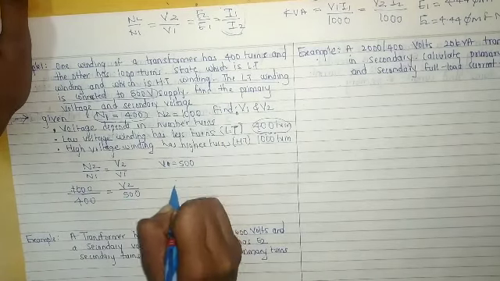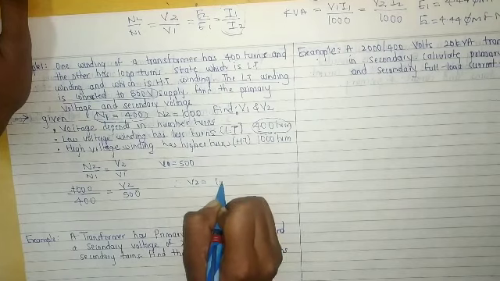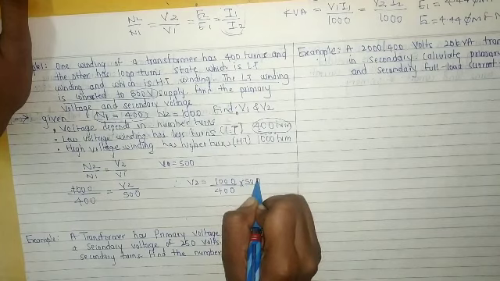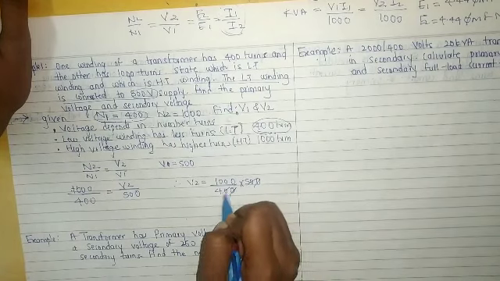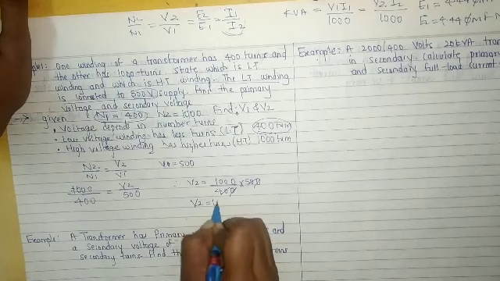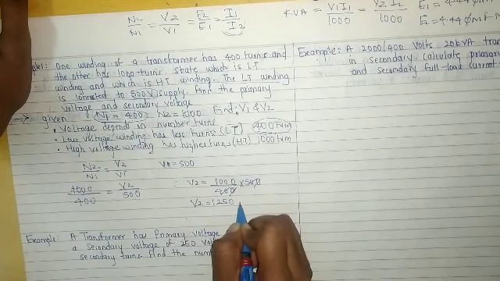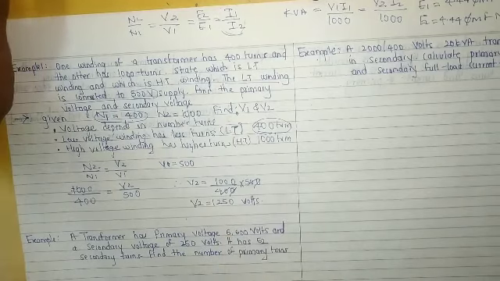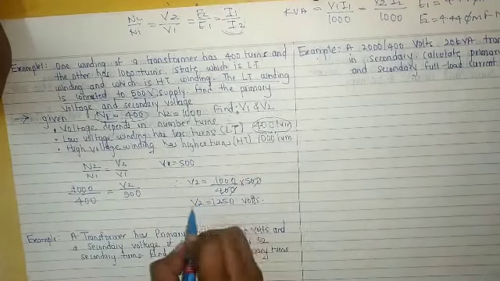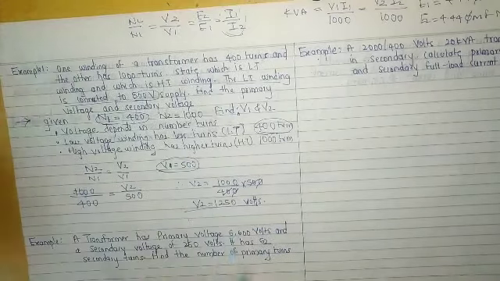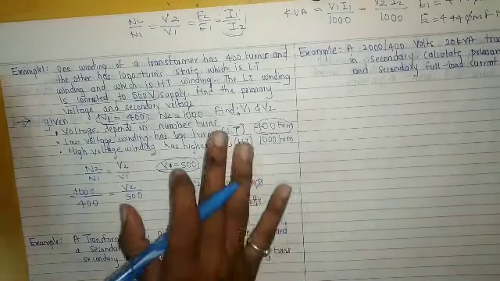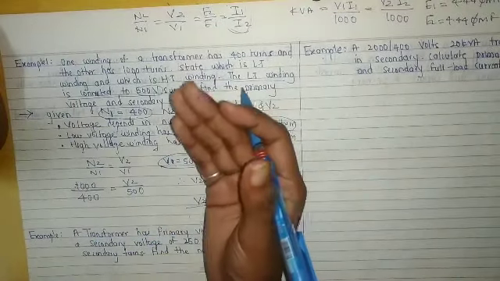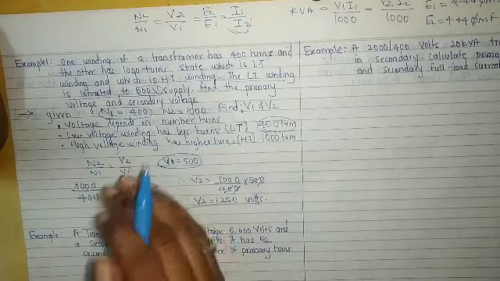Now V2 is equal to 1000 divided by 400 into 500. Right. Now when solving this, V2 will be 1250 volts. Right. So this is the answer. We got the V2 and we also got the V1. So just remember, voltage depends upon the number of turns. More number of turns, voltage is more. Less number of turns, voltage will be less.